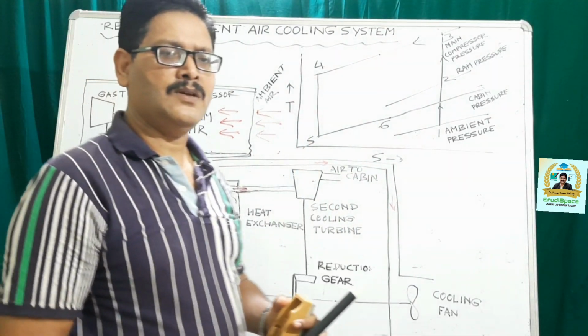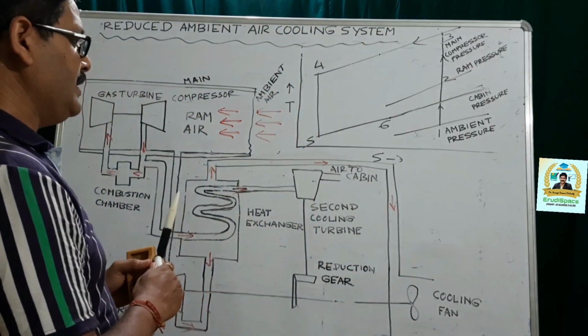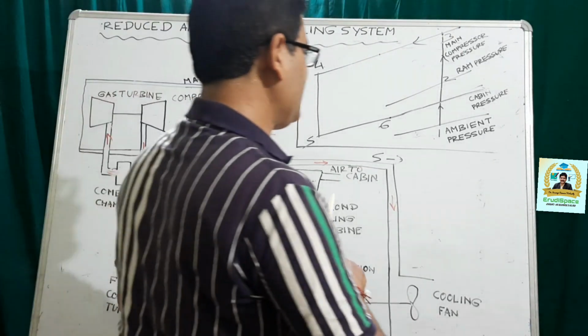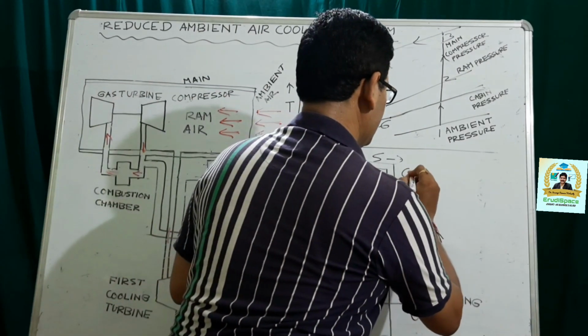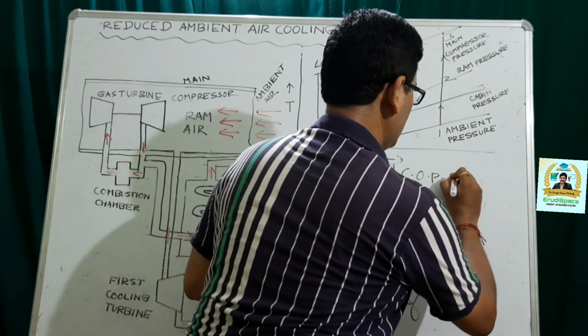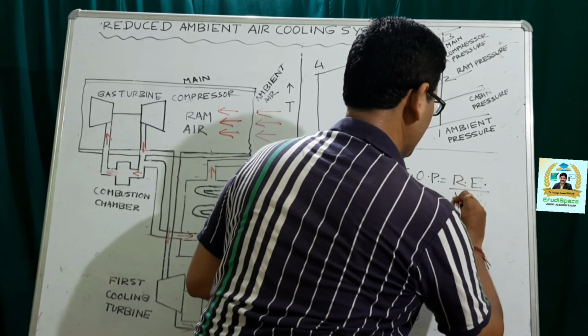Now, the coefficient of performance of any refrigeration system is represented by COP is equal to the refrigerating effect divided by work done.